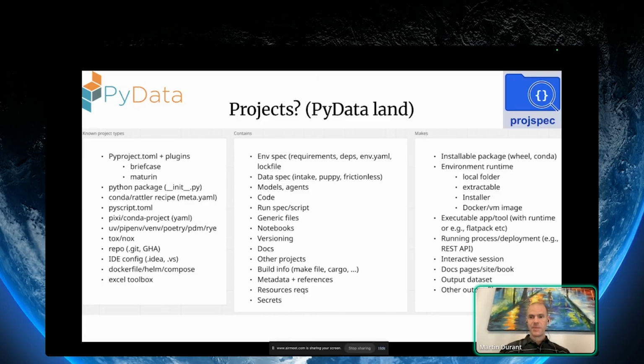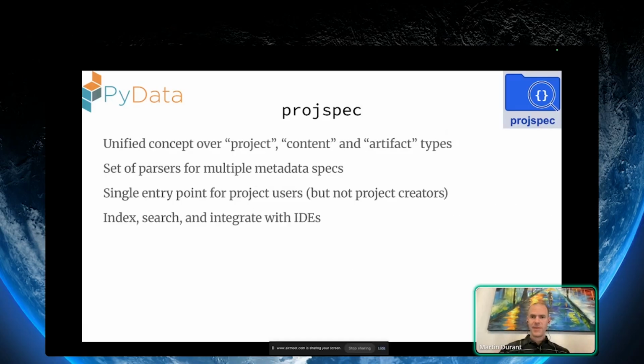You get the idea. So projspec is a thing that concretizes these concepts. We have the idea of a project, the directory, with the different specs that this project can meet. It has what I call contents. So those are the things that the project declares about itself that are intrinsic to the project. And it has artifacts. Those are the things that the project can make or do.